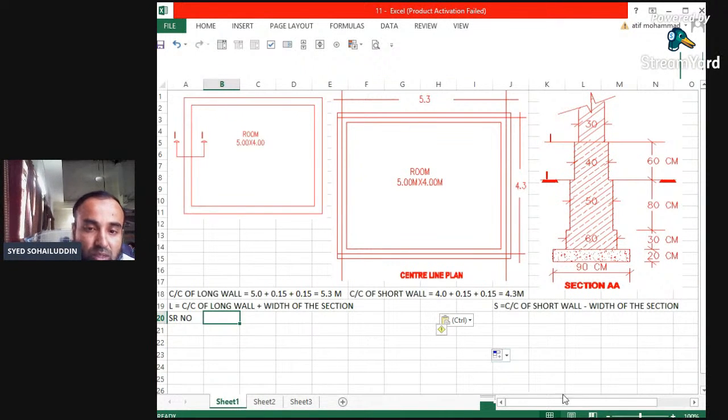Okay. This is nothing but the length of the short wall. There are two short walls and two long walls. Along the long wall, what is the quantity of PCC? That is 2.232 cubic meters. What is the quantity of PCC to be laid along the short wall length? It is 1.3932, again in cubic meters.